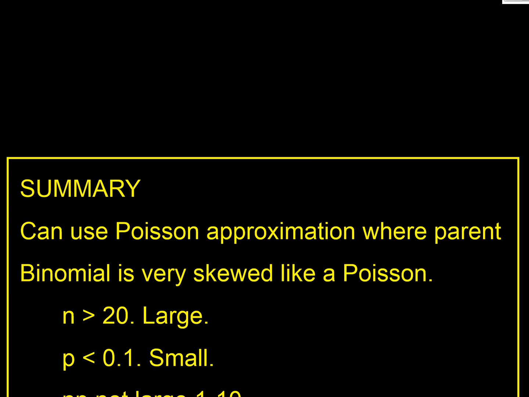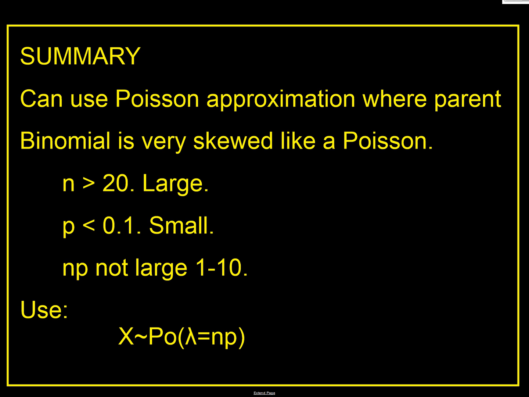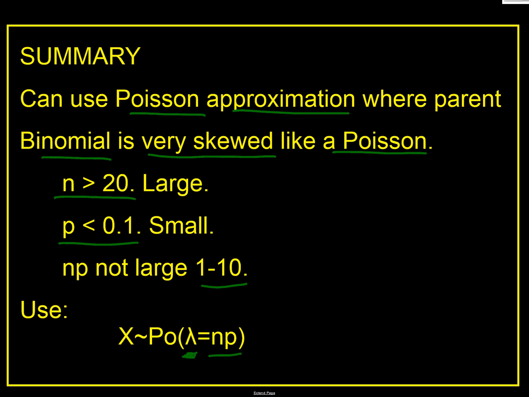Okay, so quick summary then. We can use our Poisson to approximate a binomial where the binomial is very skewed like a Poisson. For that to happen, we need a large n greater than 20, a p of less than 0.1, and an np that's not large. If those conditions are met, we can use our Poisson, and for our lambda we need a mean rate. We're going to use our binomial mean. That's our np.